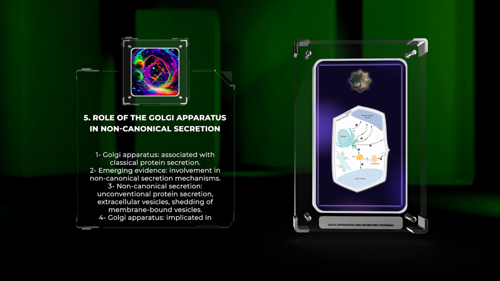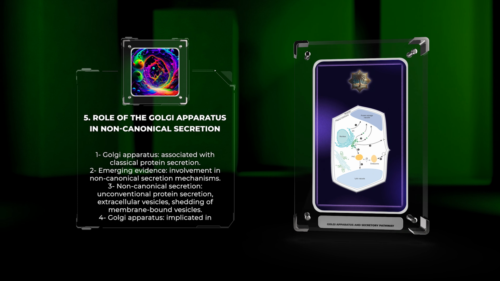The Golgi apparatus is implicated in the biogenesis and sorting of these non-canonical secretory vesicles, which serve as mediators of intercellular communication and contribute to various physiological and pathological processes. Rab GTPases, small proteins, regulate Golgi to cell surface transport. Rab1 is involved in ER to Golgi transport. Rab6 is involved in Golgi to cell surface trafficking. Rab GTPases recruit effector proteins to facilitate vesicle tethering, membrane fusion, and cargo recognition for accurate and efficient transport.